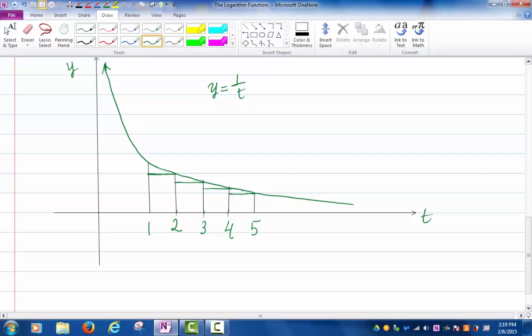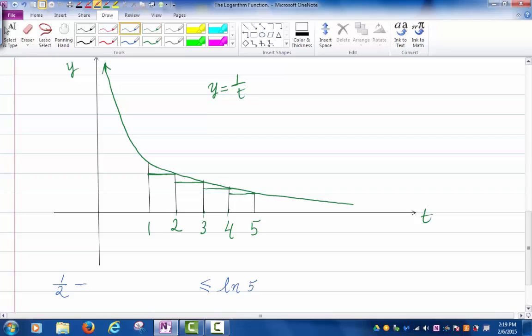Can someone tell me what's the total area of these rectangles? Well, what's the area of the first rectangle? See, each segment has width 1, right? So the area would be equal to the height of the rectangle. So what's the height of the first rectangle? Well, the height of that rectangle is the same as the height of the graph at 2. The height of the graph at 2 is exactly half. So that's the area of the first rectangle.